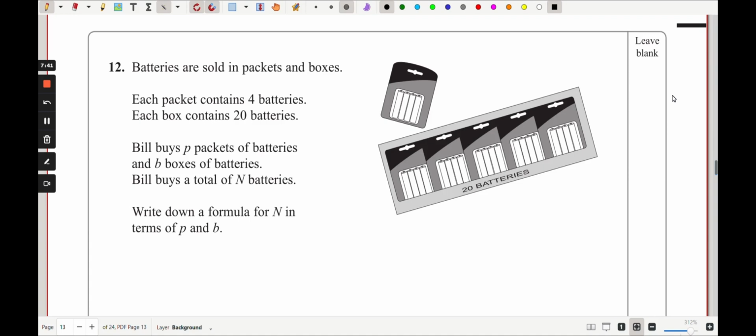Batteries are sold in buckets and boxes. Each bucket contains 4 batteries. So here is important information. Highlight it.